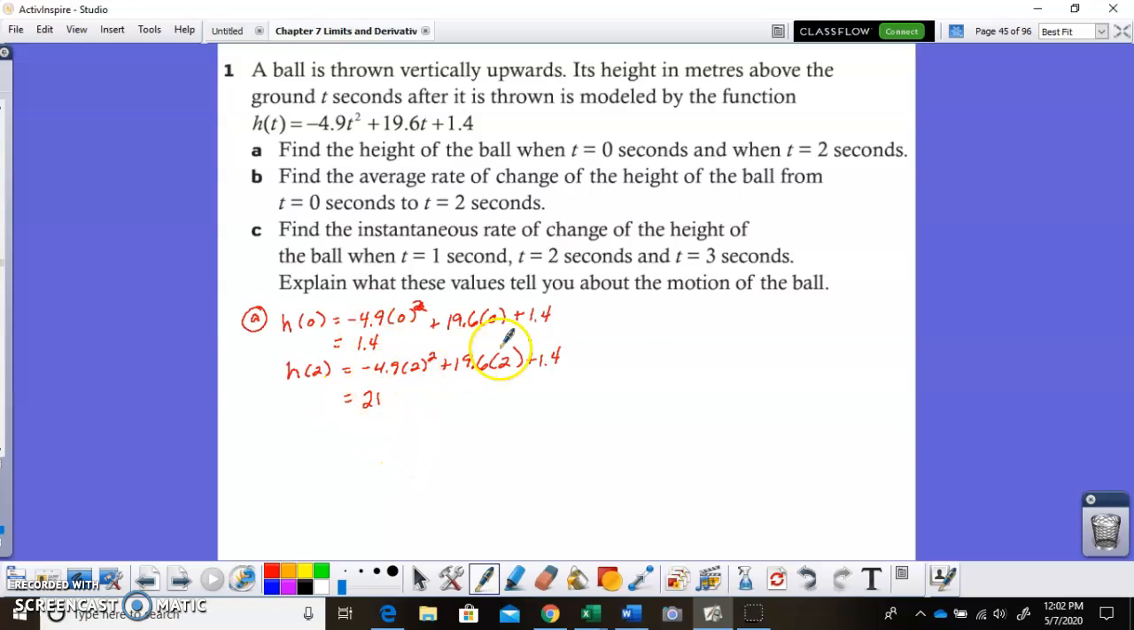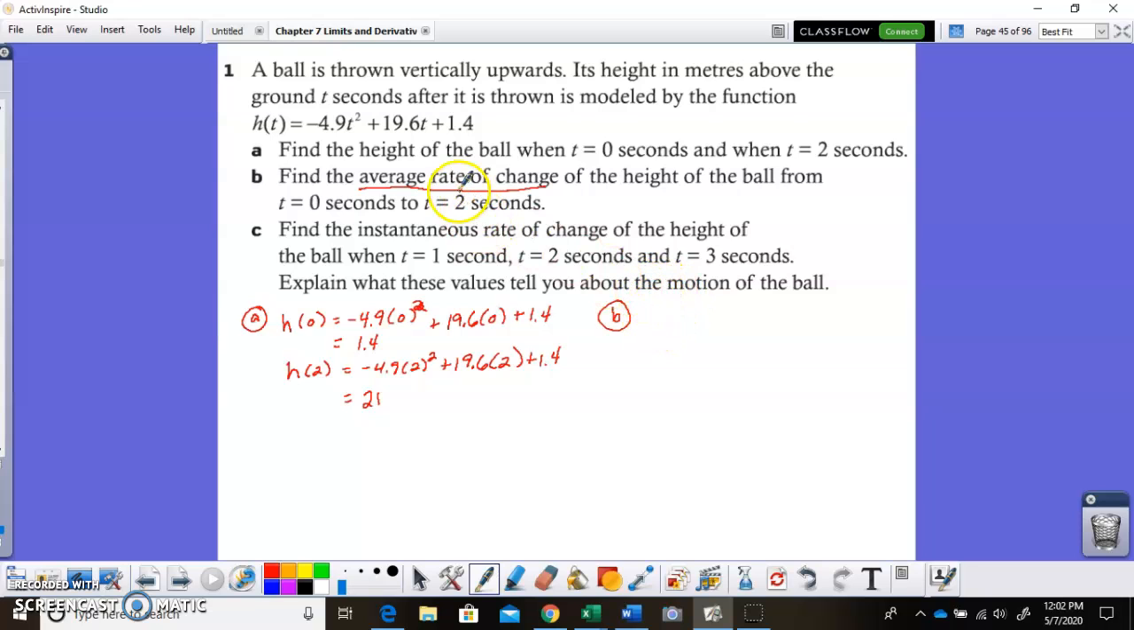So I needed those anyway to do my part B. My part B says let's find the average rate of change. Average rate of change is going to be my slope between those 2 points, so between 0 and 2. Now, because we're talking about velocity being specific with its sign, we want to make sure we do it in the order that it's given. So this is going to be your first point, and this is going to be your second point. Well, actually, it wouldn't matter, but whatever.